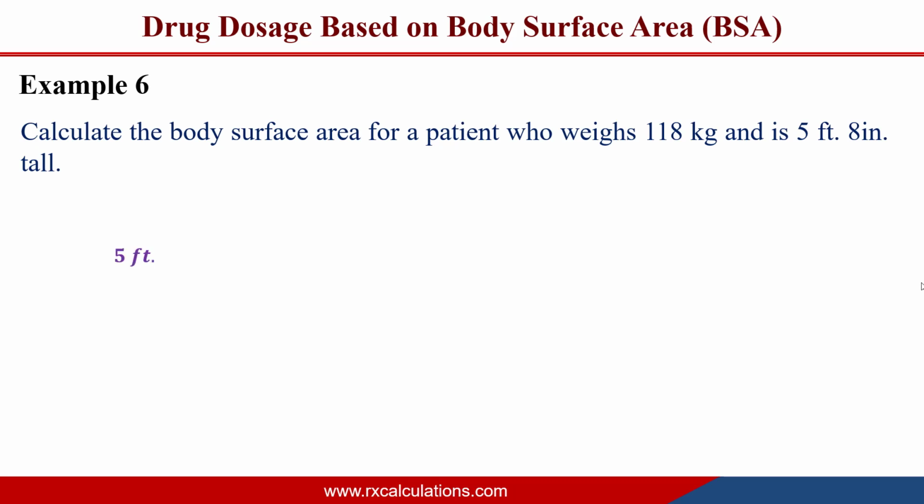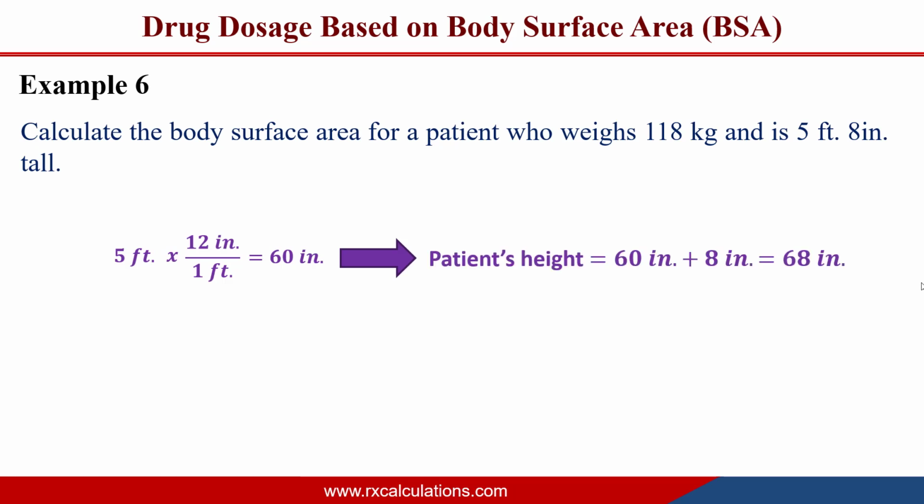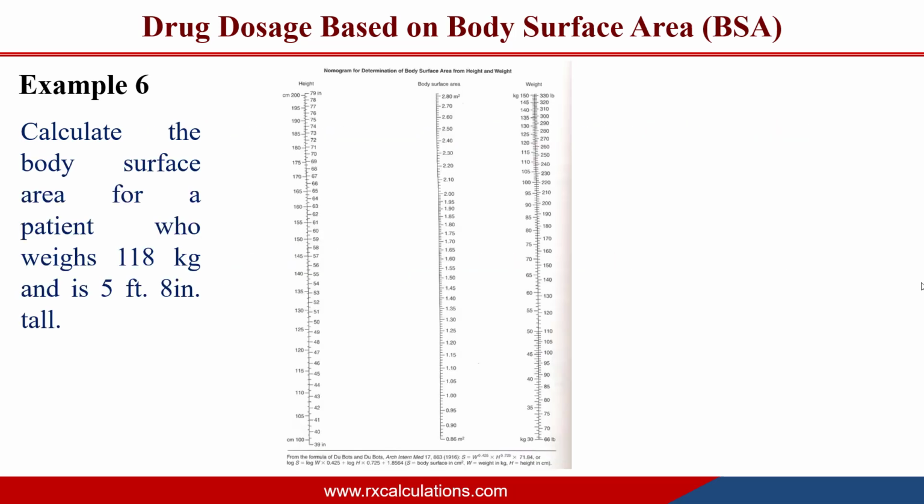So we'll take the 5 feet and we'll convert that to inches using the conversion factor that 1 foot is equivalent to 12 inches. The feet cancel out and we end up with 60 inches. But we don't stop here because we have 5 feet 8 inches. So the patient's height is actually going to be equal to the 60 inches plus the 8 inches, and that gives us 68 inches. So now we can go ahead and use the nomogram. So we have the patient's height to be 68 inches, and then the patient's weight is 118 kilograms.